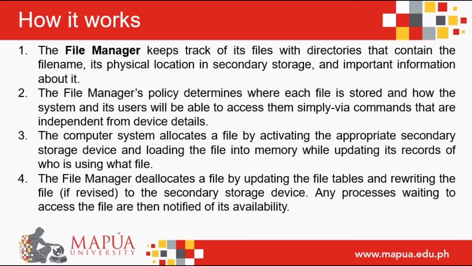Next, the computer system allocates a file by activating the appropriate secondary storage device and loading the file into memory while updating its records of who is using what file. Lastly, the file manager deallocates a file by updating the file tables and rewriting the file to the secondary storage device. Any processes waiting to access the file are then notified of its availability.